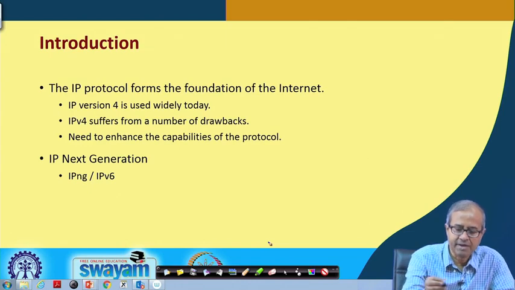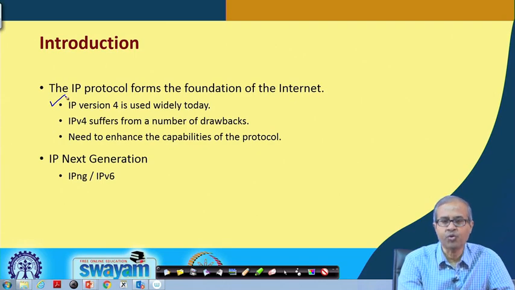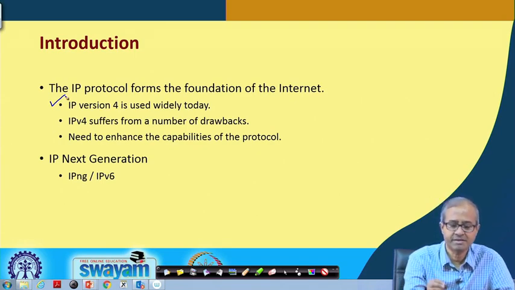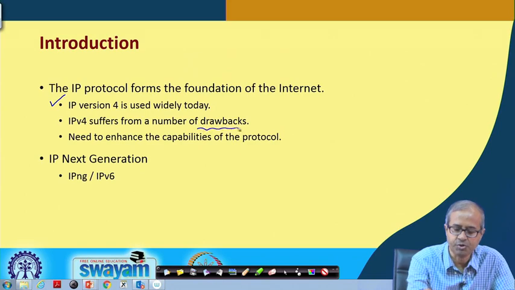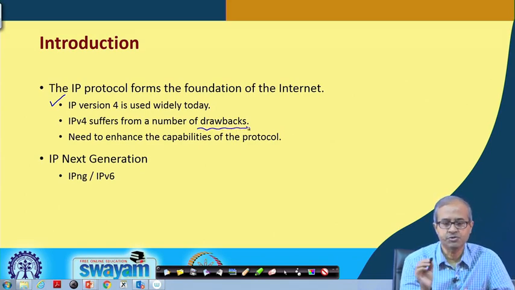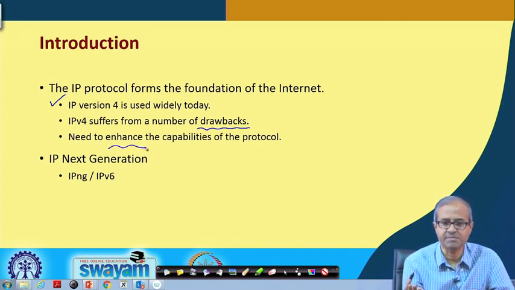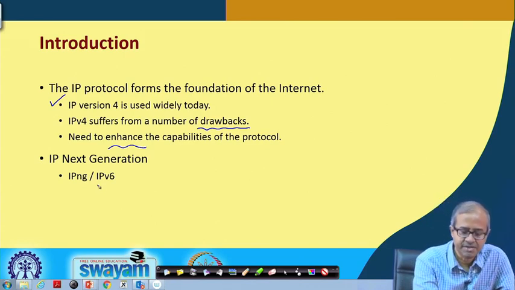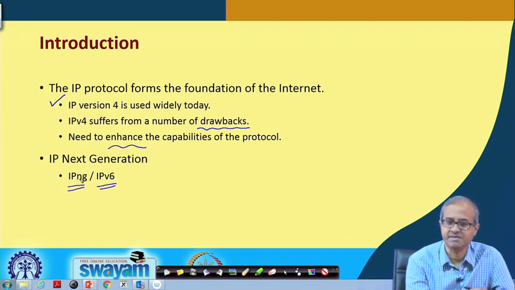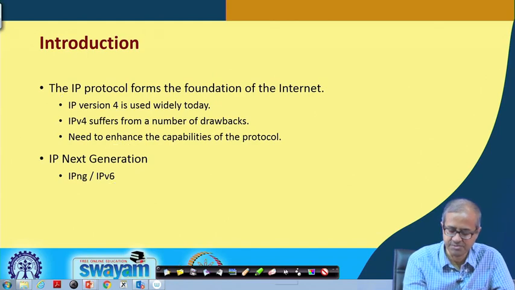Now, as I had mentioned, IP version 4 is more widely used today, but there are a certain number of drawbacks in this protocol. Once we identify what these drawbacks are, then we can appreciate what kind of enhancements were needed to enhance the capabilities, and that is how this newer version, IP version 6, has come. This is also sometimes known as IP next generation, IP-NG. Both names are used interchangeably.